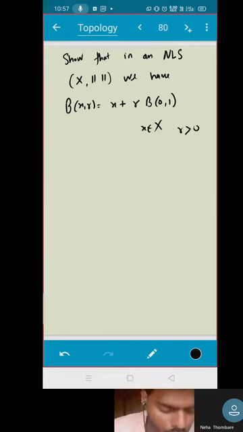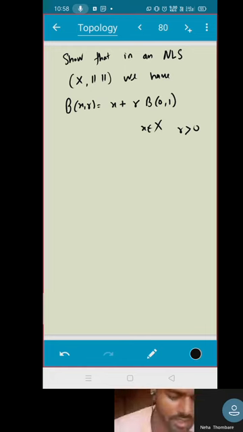When do I call two sets equal? A is equal to B when one is a subset of the other and the other is a subset of that one. That is, A is a subset of B and B is a subset of A, then we call it A equal to B. Correct? So by using that, you can prove this.